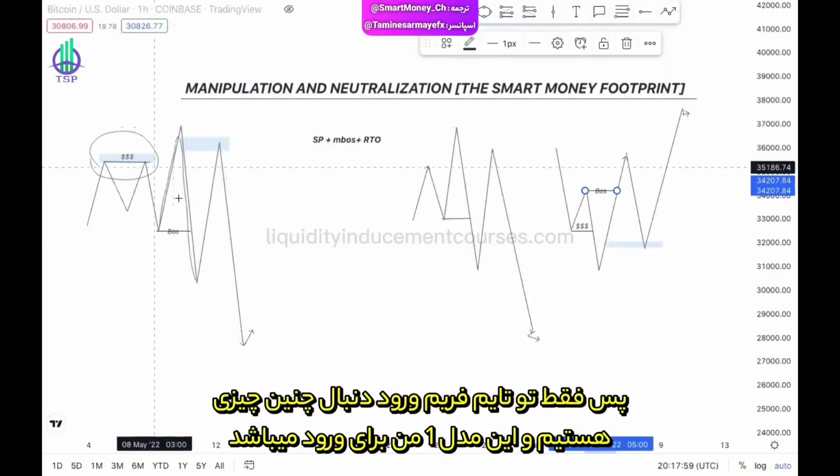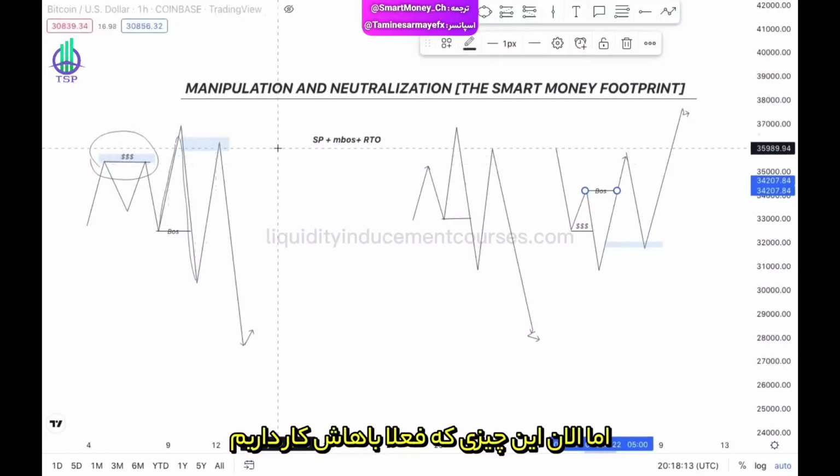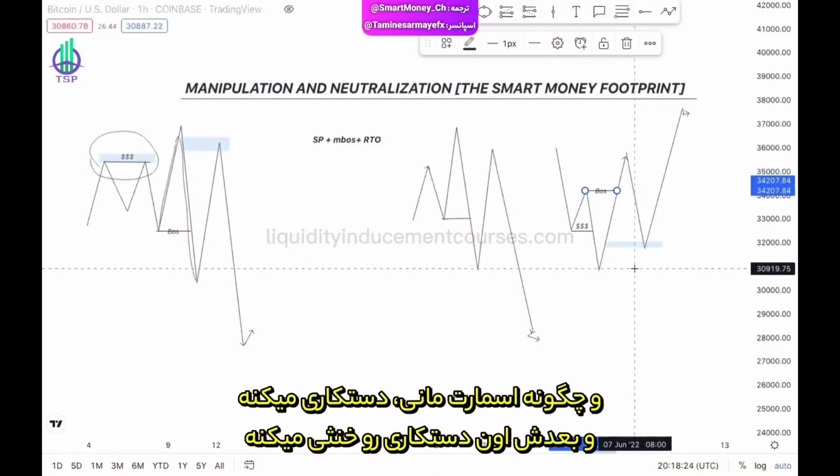Okay, we look out for these things on our entry time frames, and this has served as my model 1 for entry. I'll teach you guys model 1, model 2, model 3, and probably model 4, which is the field BMS model. But this is what we're looking at today. So let's get on the chart very quickly if we are satisfied with the illustration, and then let's see how they play out, how smart money is able to manipulate and then neutralize their manipulation in order to cause price to move in their direction.